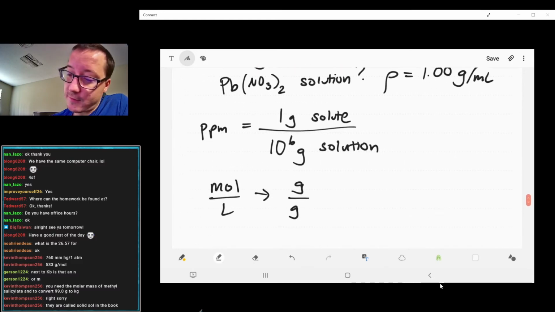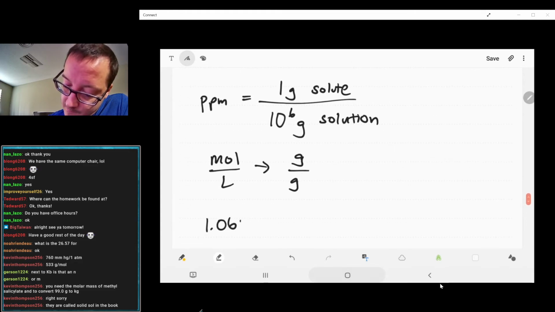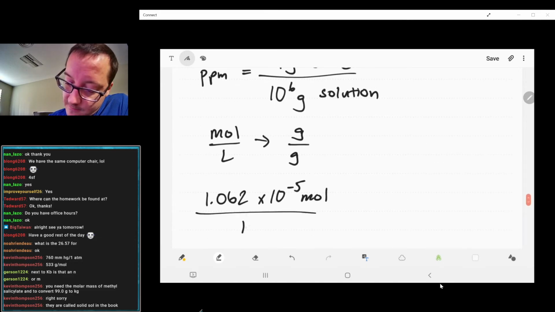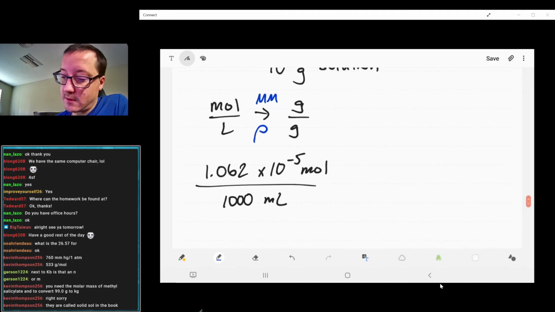So we know we have 1.062 times 10 to the negative 5 moles for 1 liter. Or for us, that's 1,000 milliliters. Right, that's what molarity is. We know that we're going to be able to use rho here, density, to go from liters to grams. And we know, of course, we have molar mass to go from moles to grams. So let's go ahead and do this.